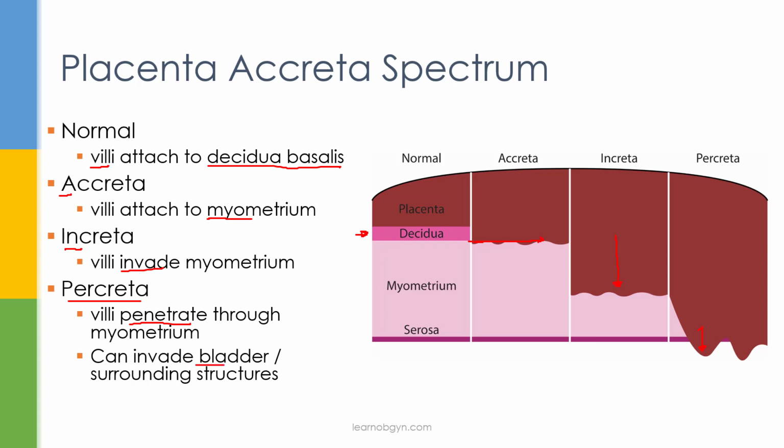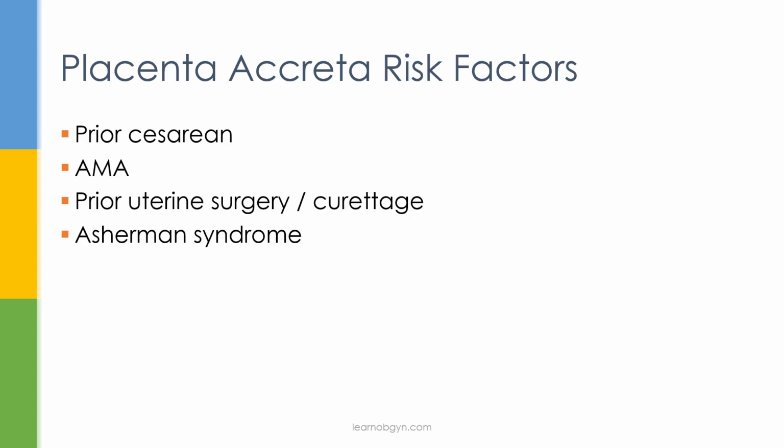The way to help memorize these different types is accreta with an A attaches, increta with an I invades, and percreta with a P penetrates. Things that put a patient at increased risk of having an accreta are having a history of a C-section, advanced maternal age, prior uterine surgery, or a D&C or curettage, or Asherman syndrome.